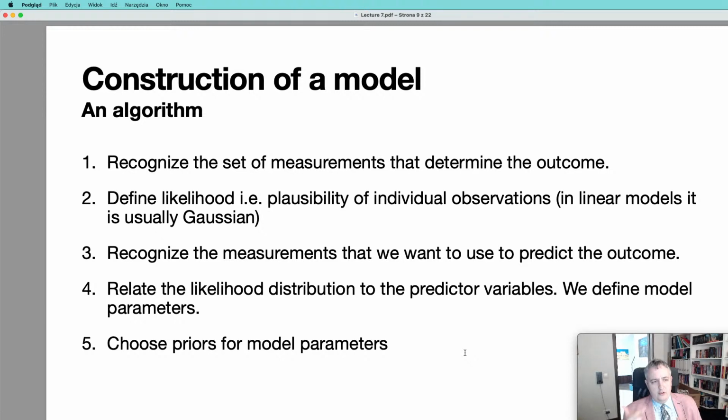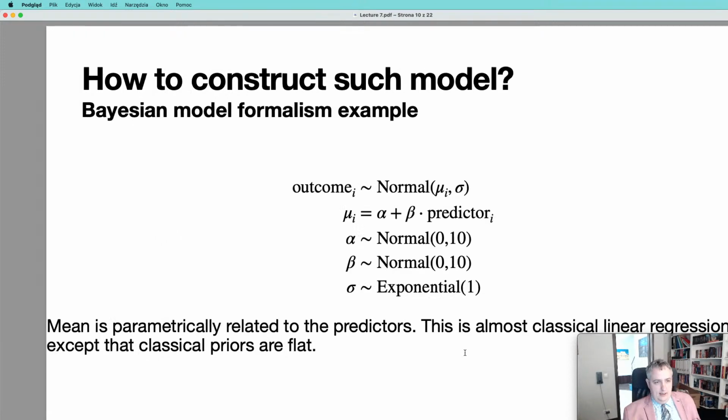So we define the predictors, and then we define what parametric relationship is between those predictors and the model's parameters. And when we have those model parameters selected, so for example weights of the linear combination, we choose the priors for the model parameters, and then we fit the model. So we have priors, and then we can move to our relationship. And how to practically do it? We can create it using standard Bayesian formalism.